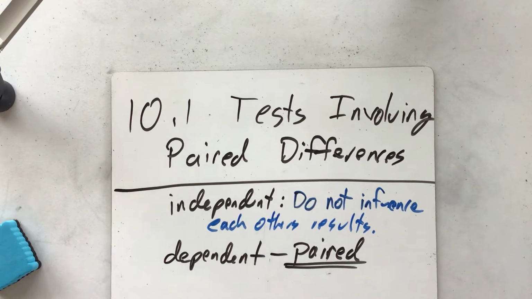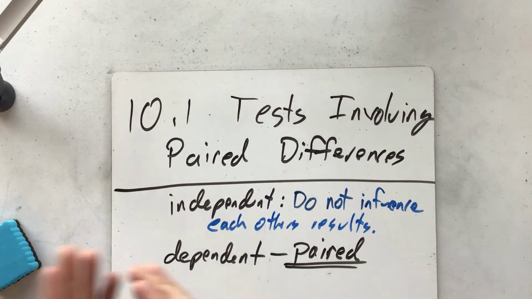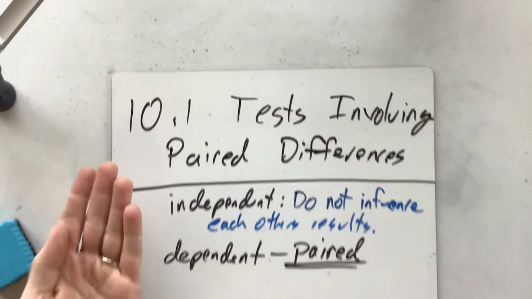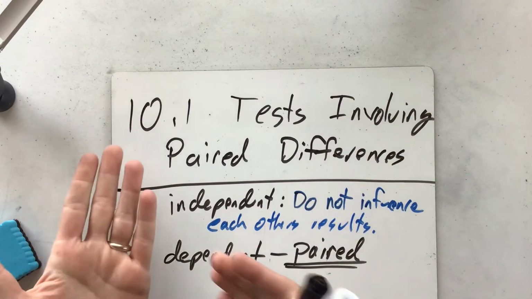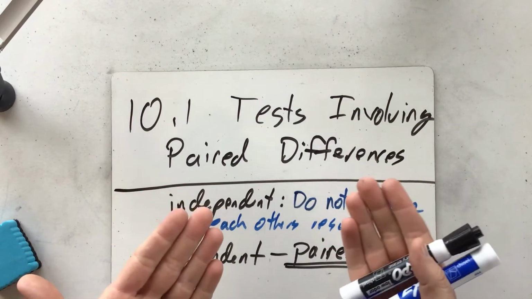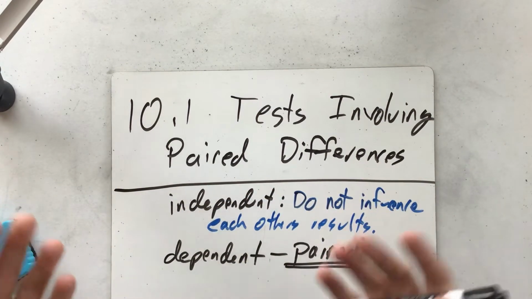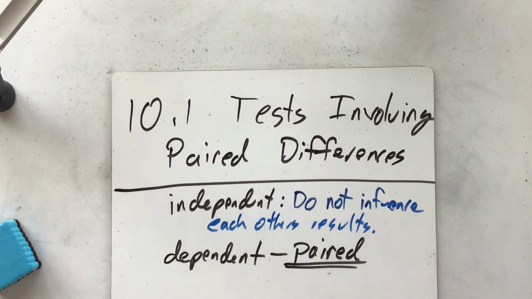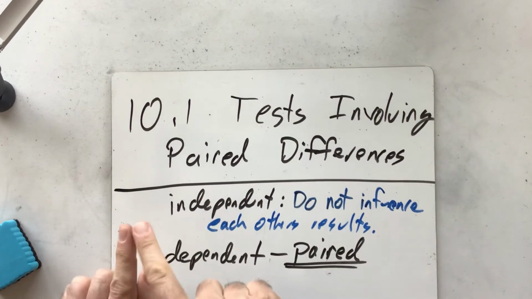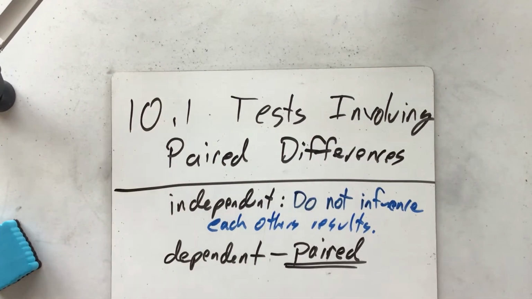One of the most common examples of this is a before and after study. So notice if I give you all a pretest and then I give you a post-test, those who did really well in the pretest should do really well in the post-test. And those who did poorly on the pretest should probably also do poorly on the post-test, unless you actually learned something. So pretests and post-tests are a great example of dependent, because what you did the first time should be pretty close to what you did the last time, unless something changed. And what we're trying to do in statistics is figure out what that change might be.